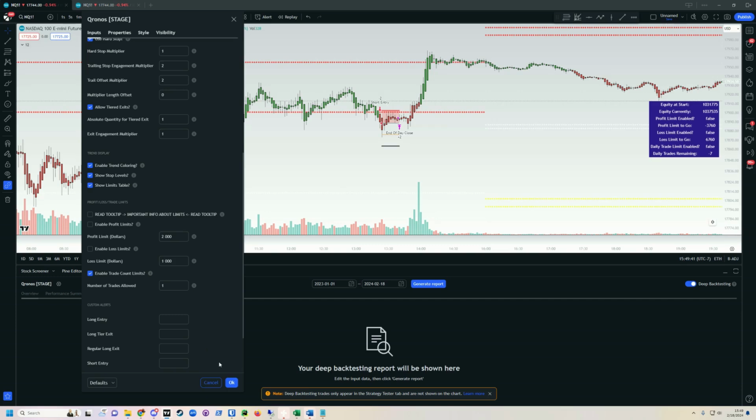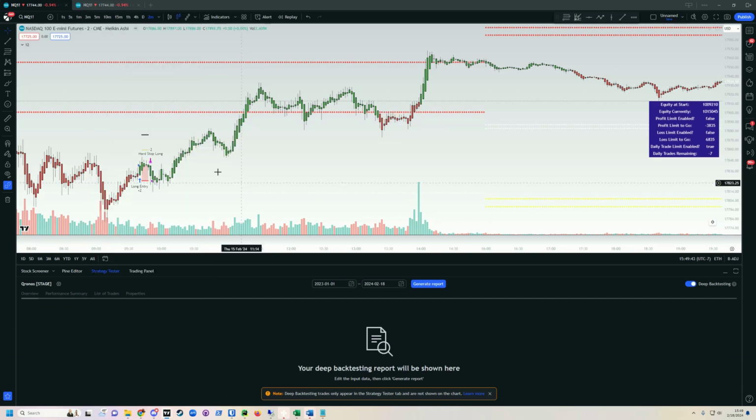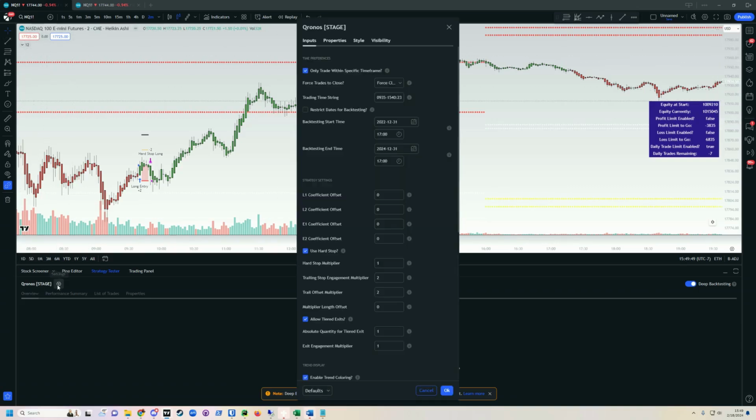And we've also got trade count limits. Right? Click that. Okay. And that was it. It stopped out and did not take another trade because it's limited to one trade per day with that setting.